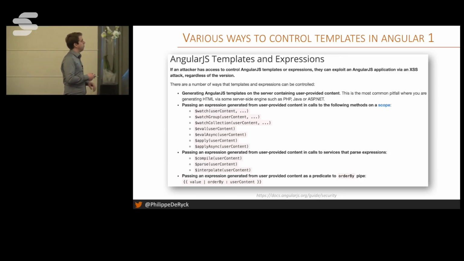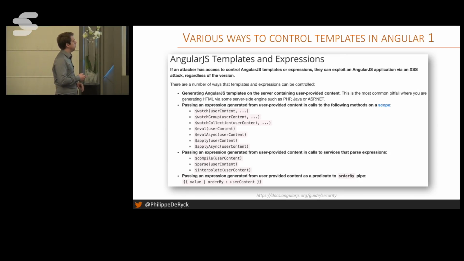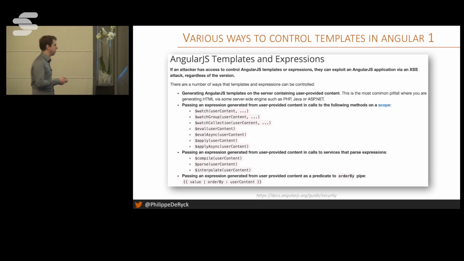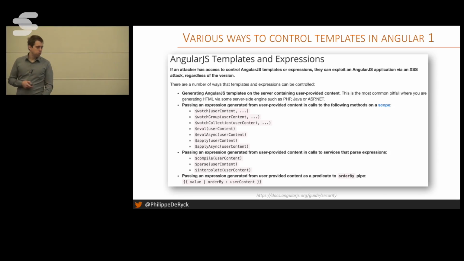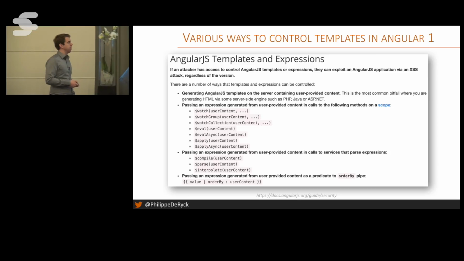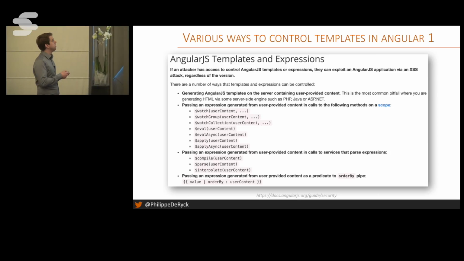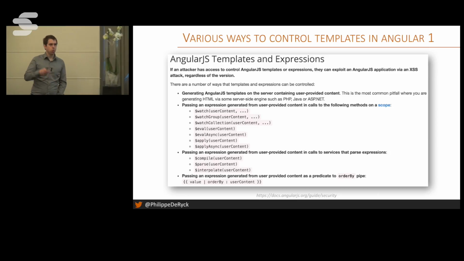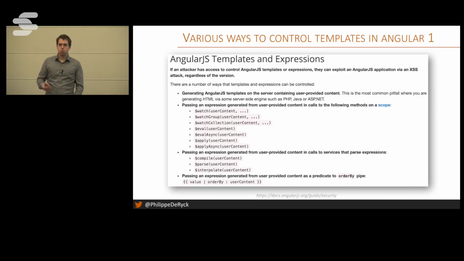So this is the problem I described here. It uses the parse function, but you have the compile and the interpolate, and you have plenty of these. You have the order by filter. So there's plenty of ways to achieve or to trick Angular into processing some user-provided content and result in security problems. By the way, this is from the security documentation of AngularJS, so it's documented, but it's still possible, and when it's possible, people will be doing it.